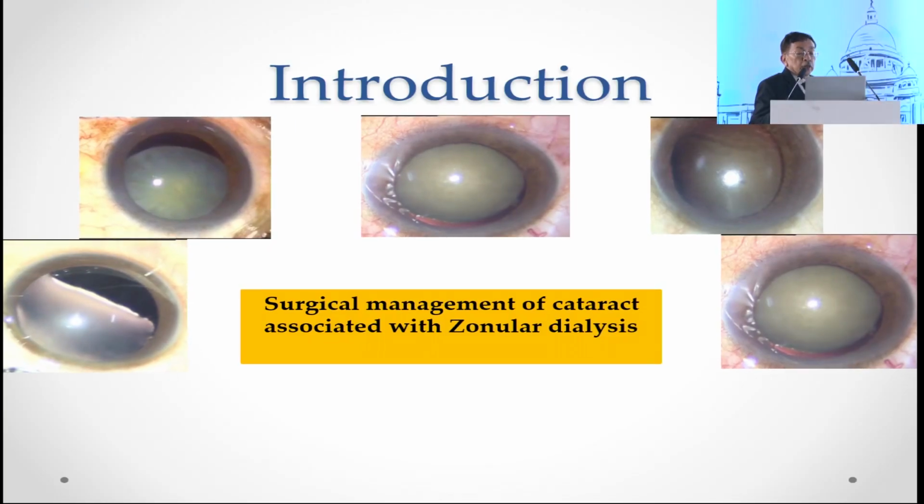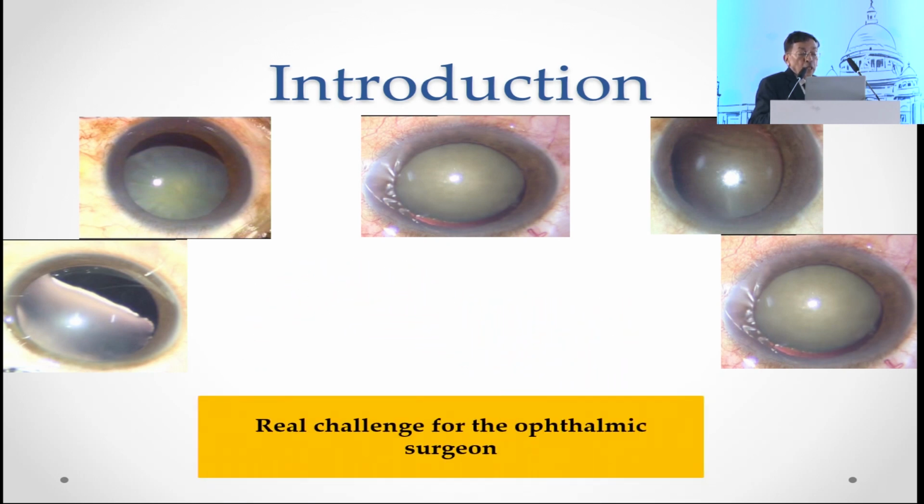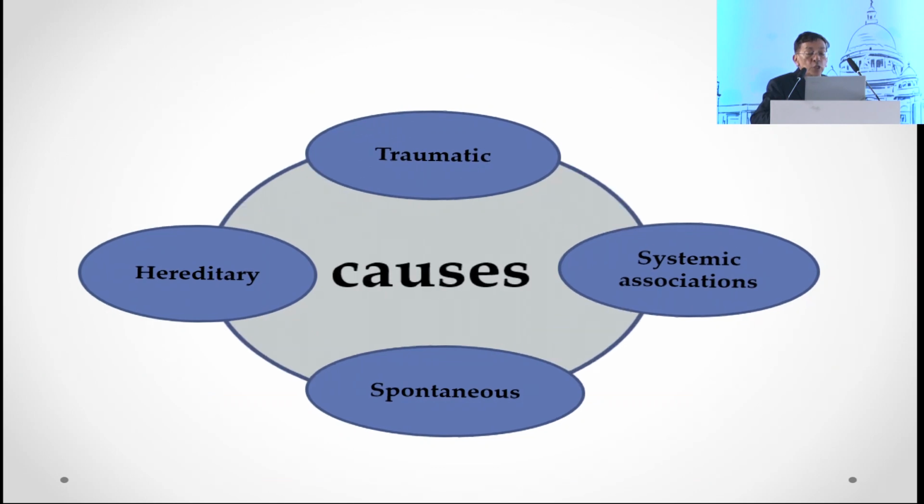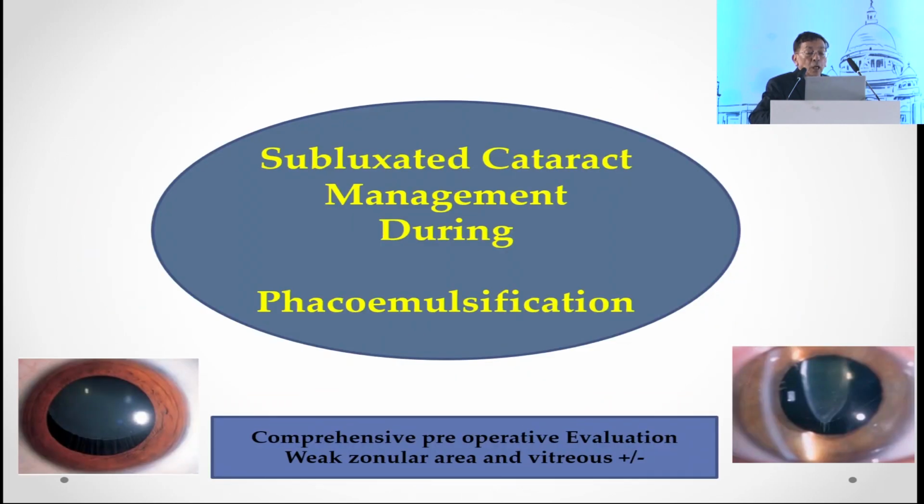As we know, surgical management of cataract associated with zonular dialysis is one of the difficult situations for the phacosurgeon, and it is a real challenge for the ophthalmic surgeon. There are multiple causes: traumatic, spontaneous, hereditary, systemic association. And management varies comprehensively.